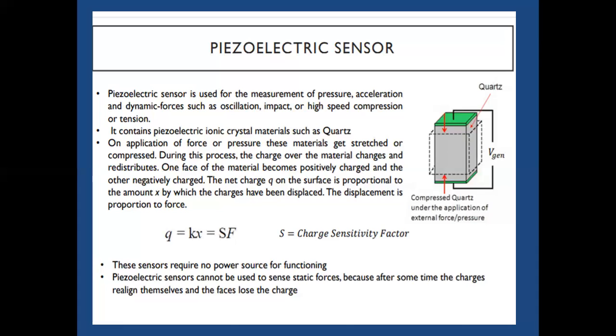Whenever pressure acts on the quartz material, there will be some charge induced across the two surfaces. One will be positive and another will be negative. So in between these two surfaces, some charge will be produced. The amount of force acting on the quartz material is directly proportional to the charge induced across the two surfaces.